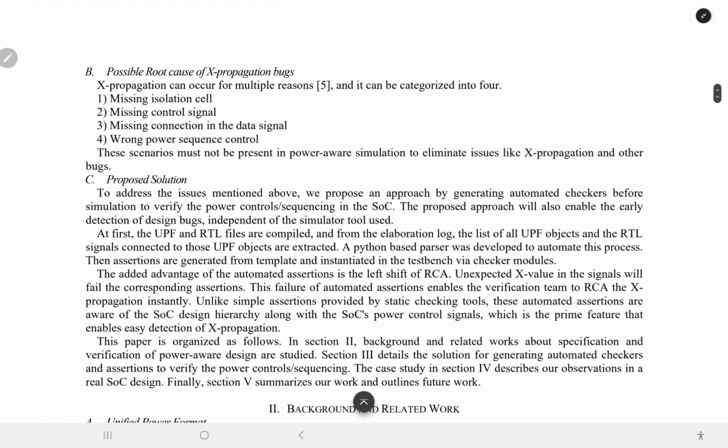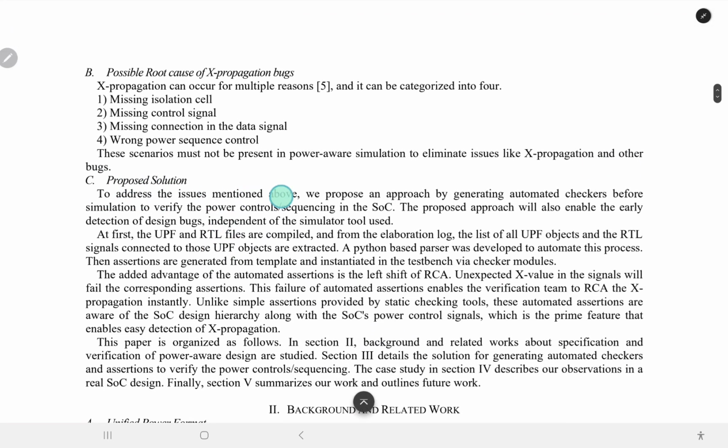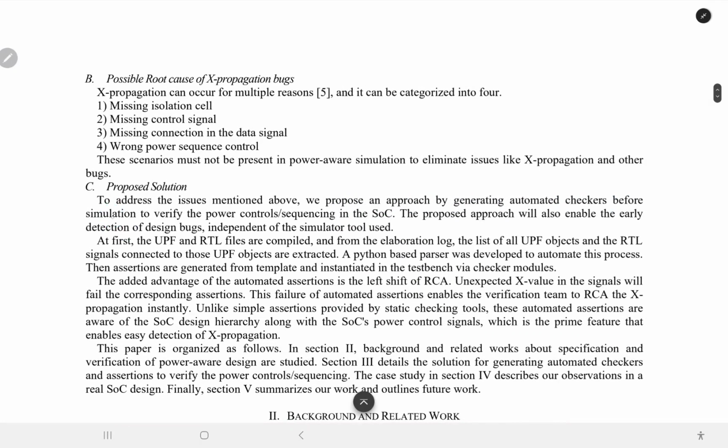C. Proposed solution. To address the issues mentioned above, we propose an approach by generating an automated checker before simulation to verify the power control sequencing in the SoC. The proposed approach will also enable the early detection of design bugs independent of the simulator tool used.